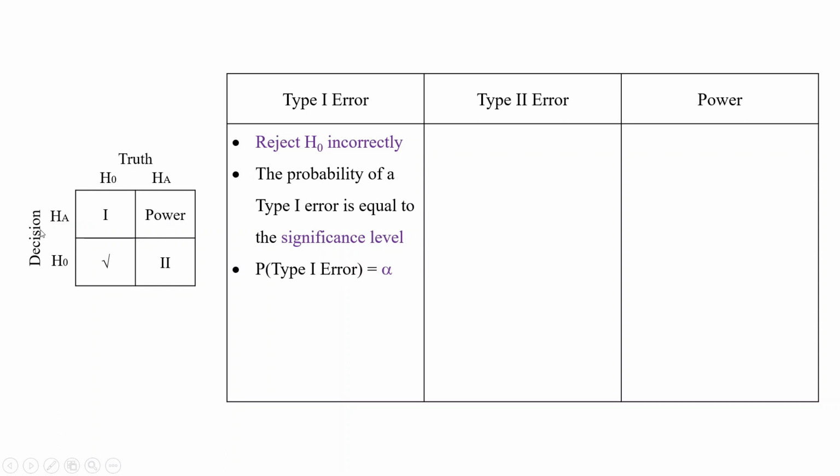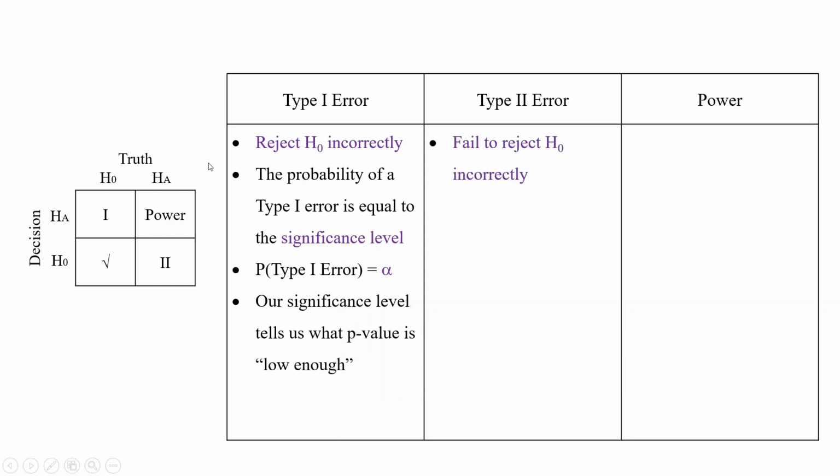In symbols, this is what that looks like. The probability of a type 1 error equals alpha, whatever our significance level is. Because remember, our significance level tells us what p-value is considered low enough. Okay, so type 1 error is directly related to significance level. By increasing the significance level, we increase the probability of making a type 1 error. Decreasing the significance level, we decrease the probability of a type 1 error.